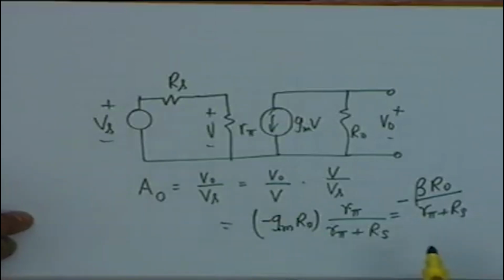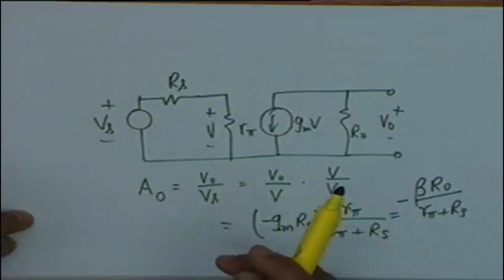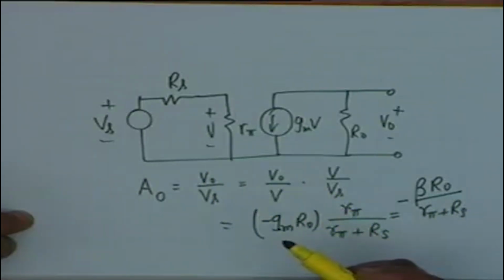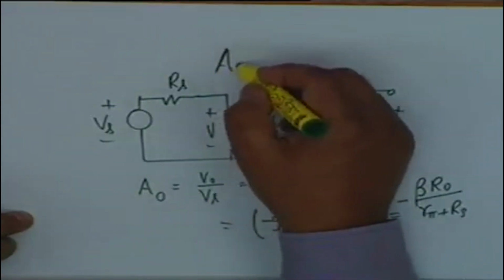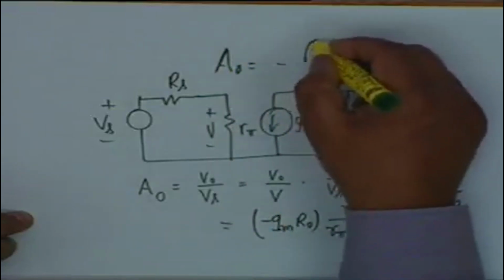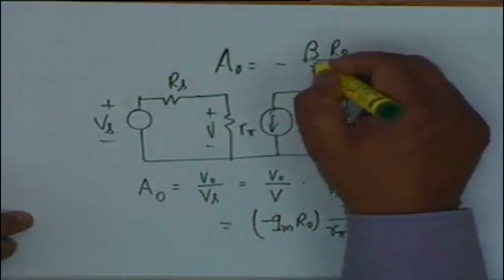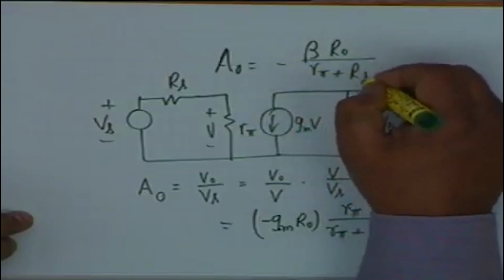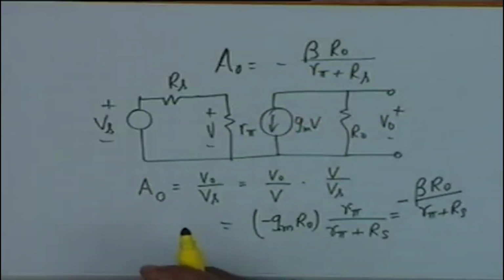You can see what happens if capital RB cannot be ignored, then R pi shall simply be replaced by R pi prime, which is the parallel combination of R pi and RB. So this is the simple formula for the mid-band gain, that is minus beta R0 divided by R pi plus Rs. Let us take some typical values.